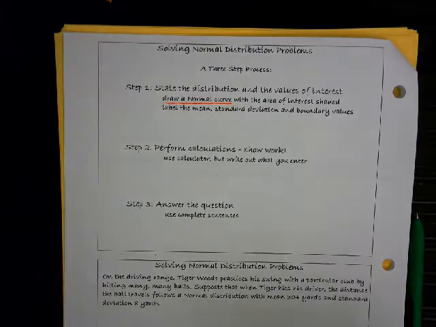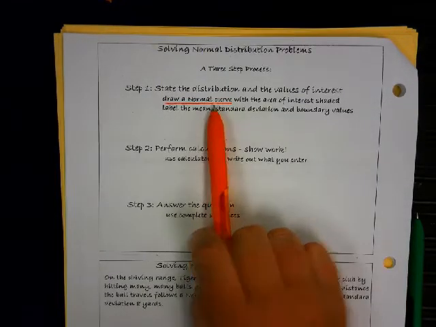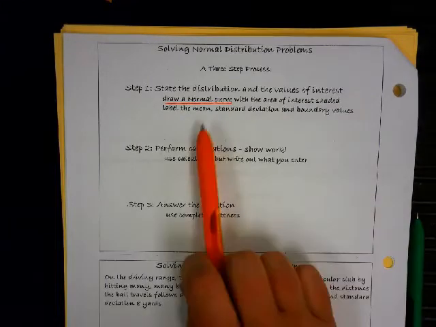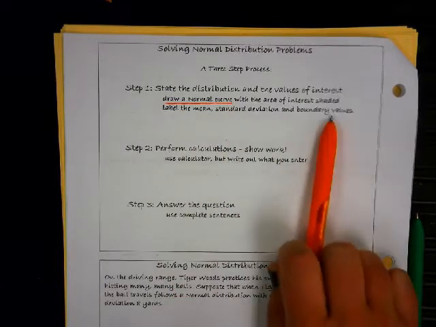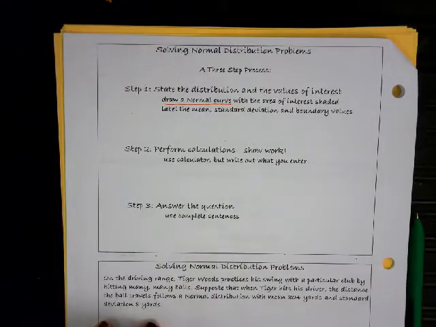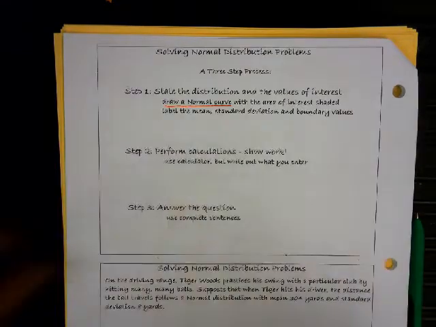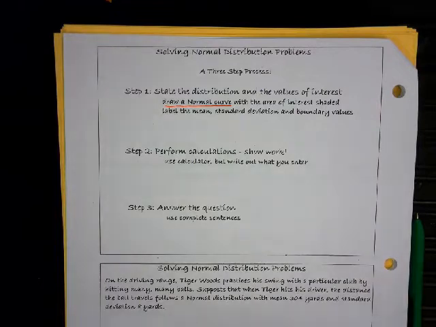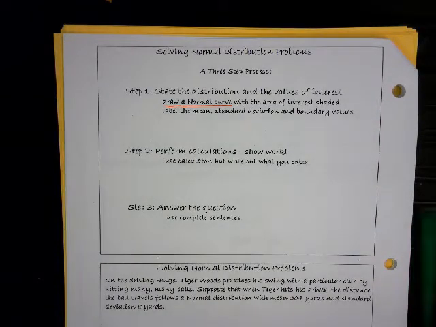No? All right. So draw your curve. Area of interest shaded. Label your mean, standard deviation, and the boundary values. So drawing pictures like Amelia did in the warm-up, that's what step 1 is. Step 2, perform the calculations.